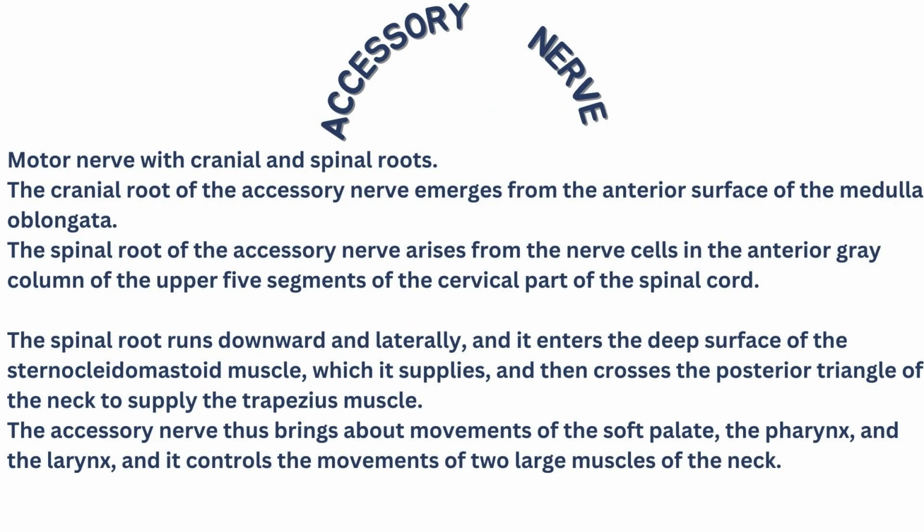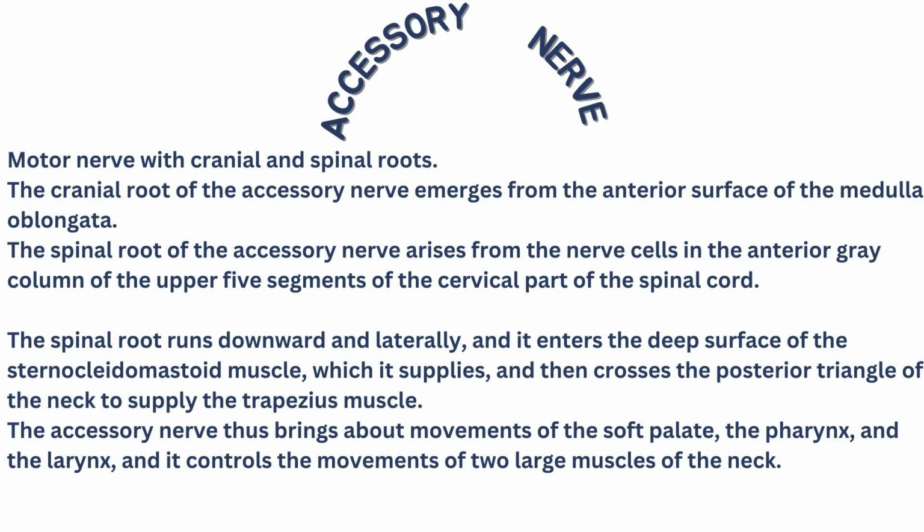The accessory nerve is a motor nerve with cranial and spinal roots. The cranial root emerges from the medulla oblongata, whereas the spinal root arises from the nerve cells in the anterior gray column of the first five segments of the cervical part of the spinal cord. The spinal root supplies the sternocleidomastoid muscle and crosses the posterior triangle of the neck to supply the trapezius muscle.